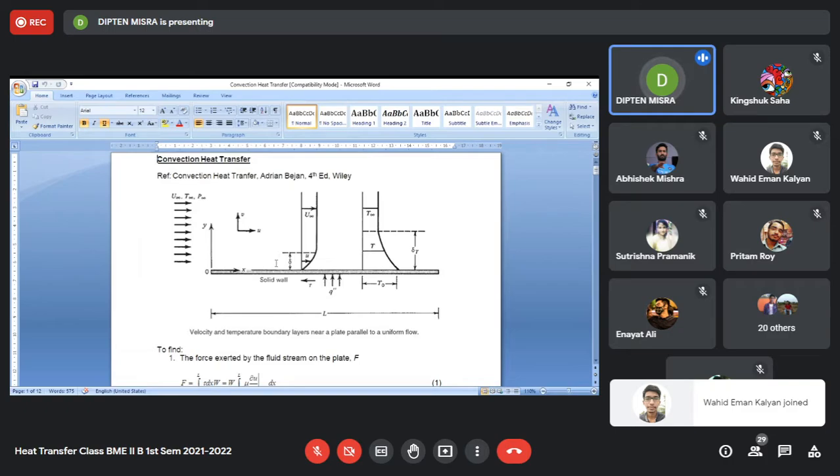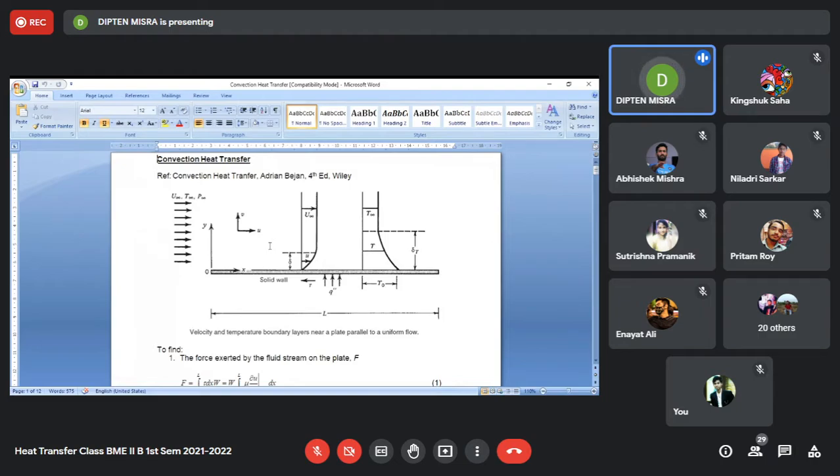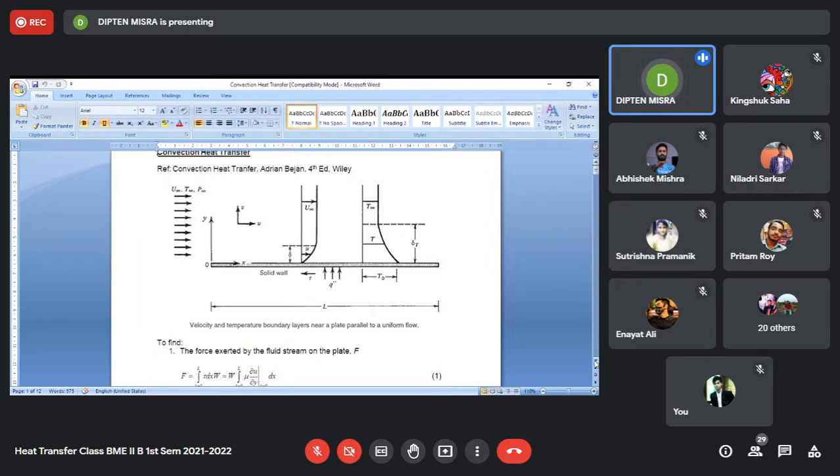Either way, there is convection, and when there is convection heat transfer, what is the value of H, the coefficient of convection? That we want to know. That is one of the prime things of interest for convection heat transfer. So here we are showing one such wall, and sometimes it is called a flat plate. It may be in the form of a flat plate, or it may be in the form of a curved plate like the wall of a pipe.